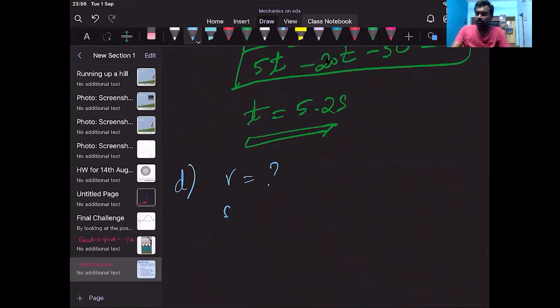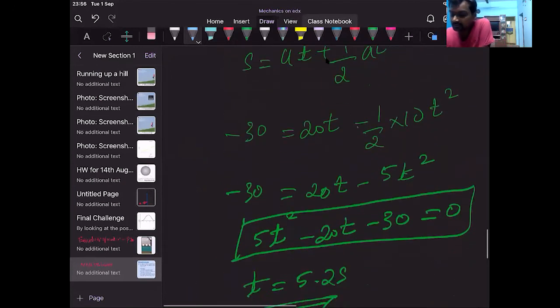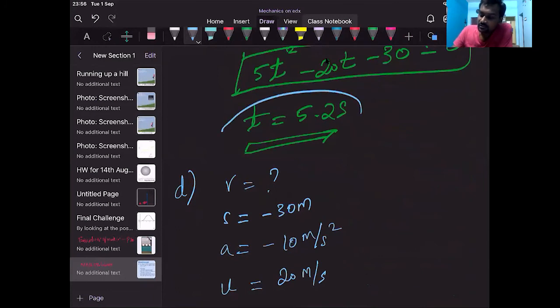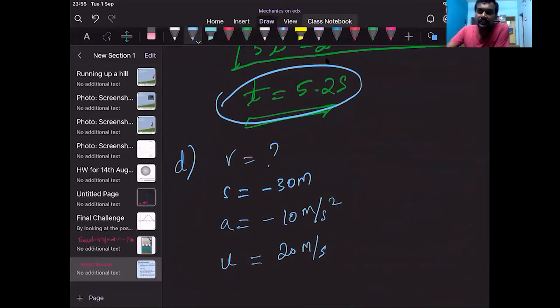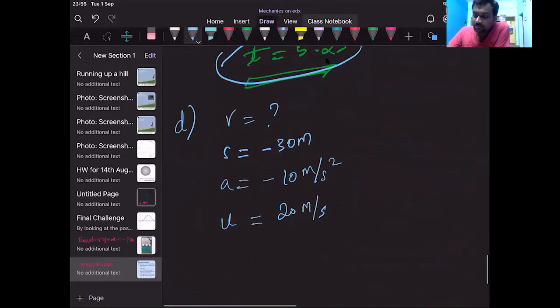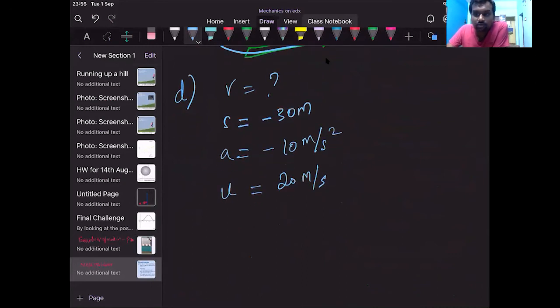And I know the displacement to be minus 30 meters, and I know acceleration to be minus 10 meter per second squared. And I know u to be 20 meter per second. In fact, I also know the time taken. We just found out that it is going to take 5.2 seconds from initial position until it hits the sea. So we can actually use more than one equation to solve this problem. Okay, I'm just going to go with this now.